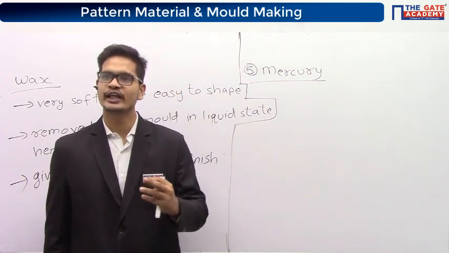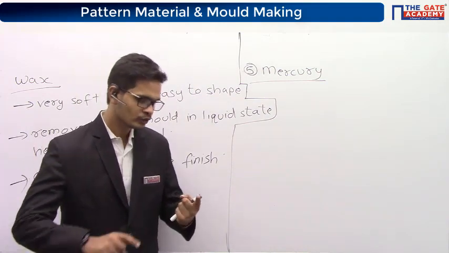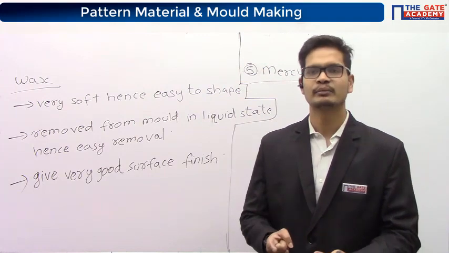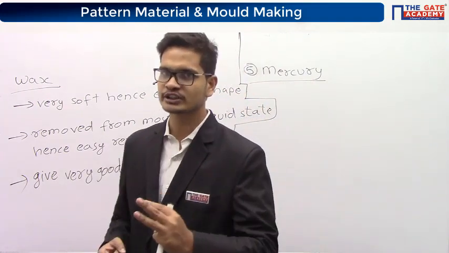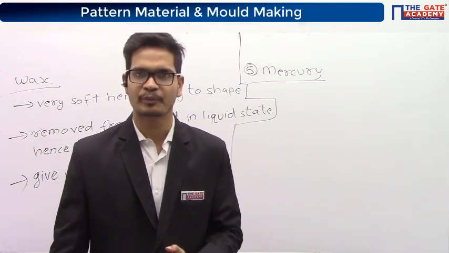And also the density of mercury is very high. So mercury is toxic in nature, its density is high, and mercury is costlier. So these are the main three disadvantages. Still, we are using mercury as a pattern material.